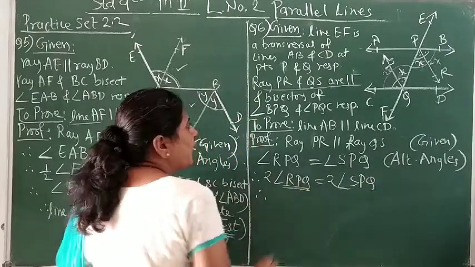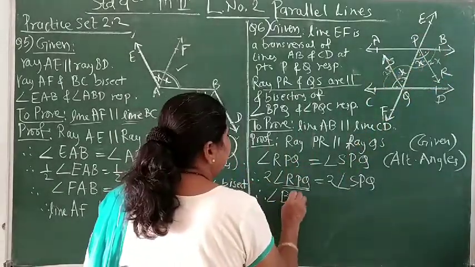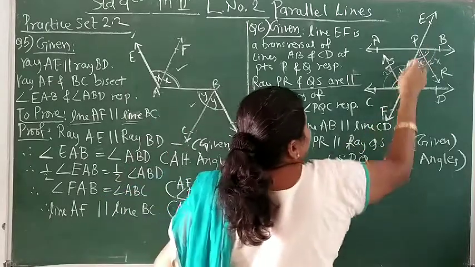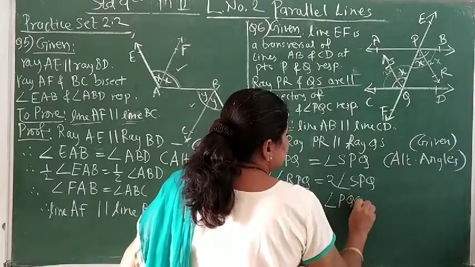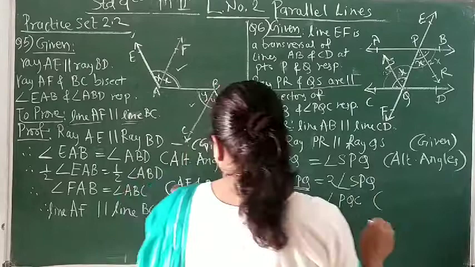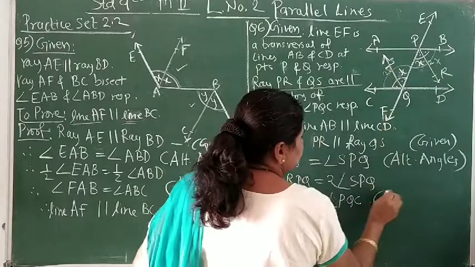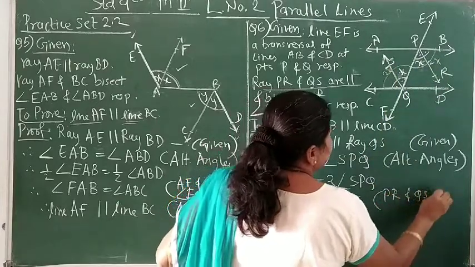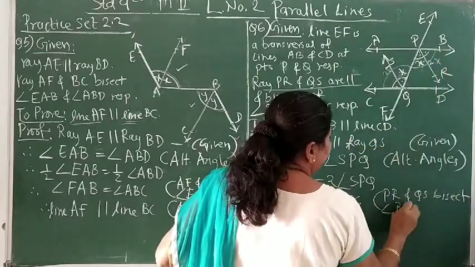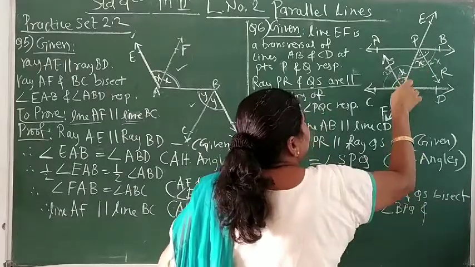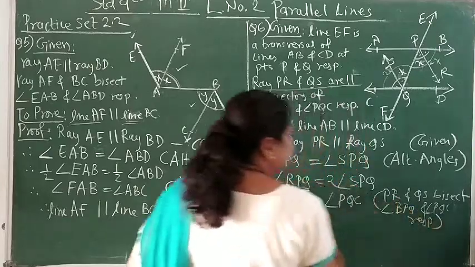So what is twice of RPQ? Twice of RPQ is BPQ. Therefore angle BPQ is equal to angle PQC, since twice of SQP is PQC. The reason is the same; we can write which are the bisectors of which angles: PR and QS bisect angle BPQ and angle PQC respectively. So this way we can write.